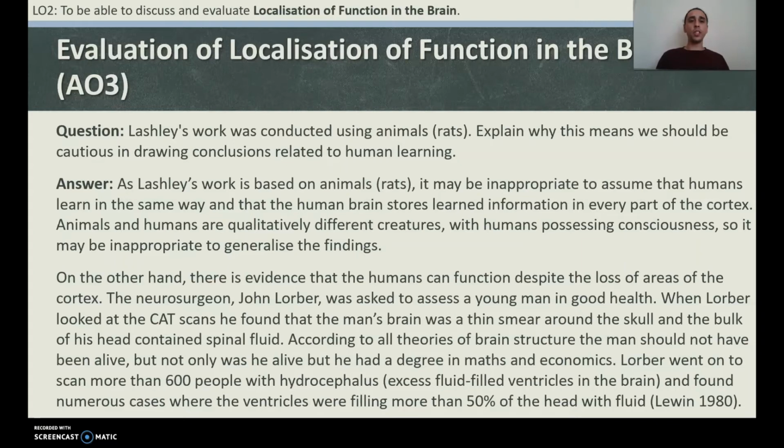Lorber went on to scan more than 600 people with hydrocephalus, an excess of fluid-filled ventricles in the brain, and found numerous cases where the ventricles filled more than 50% of the head with fluid. So it showed that... I don't know what it shows.